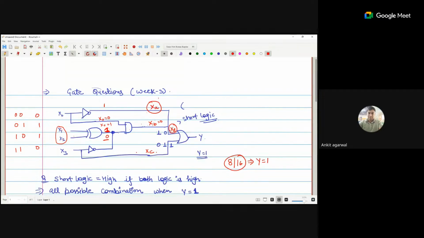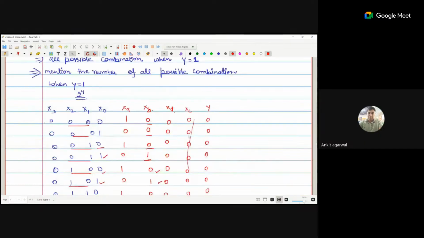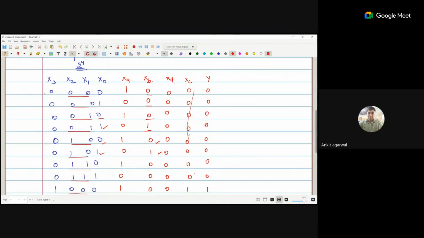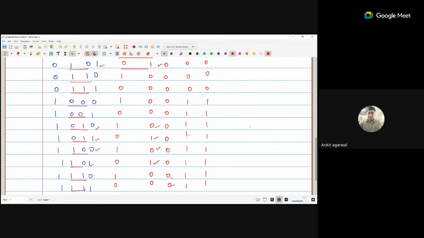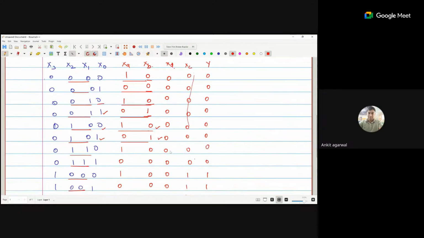And what is the condition of xd? That is called the short logic. What is the meaning of short logic? It is that when both xa and xb are 1, then xd is 1. So when xa and xb are both 1, xd is 1. Here there is not even a single case where both will be 1. So xd is completely 0.